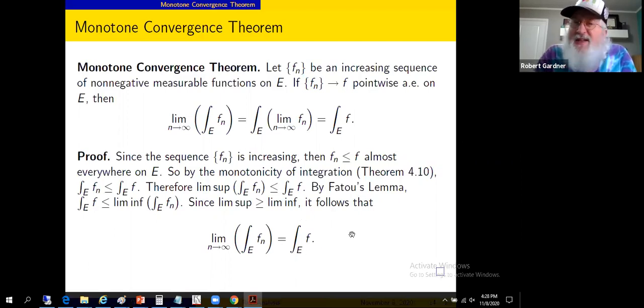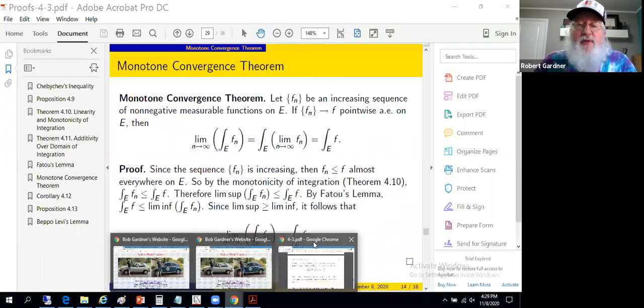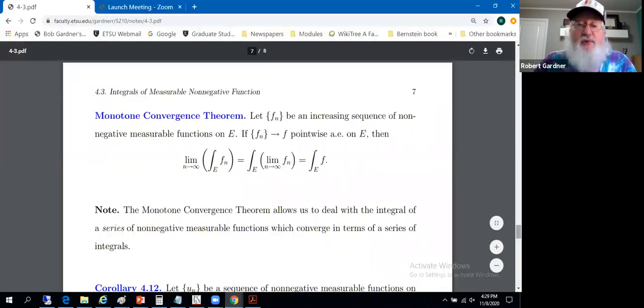Were I to give tests on this material, a proof of the monotone convergence theorem is a good one, because it's short. It only requires the monotonicity, and it requires Fatou's lemma, a very standard result. So I like that one because it's pretty straightforward, almost intuitive.